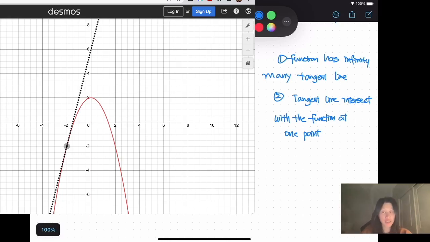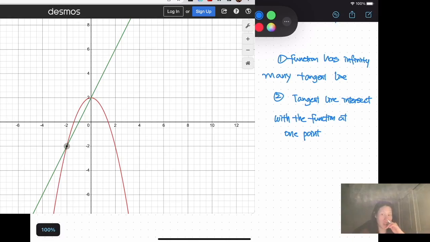All right, so what if a line intersects the function at two points, like this one? What do we call this? So the green line, as we show in here, let me get rid of the black one. We call the green line a secant line. Basically, it's a line that intersects the function more than once, I'm sorry, for example at the point -2 and -2.